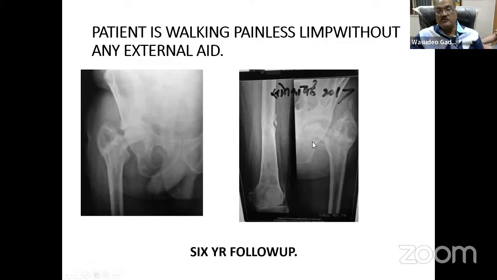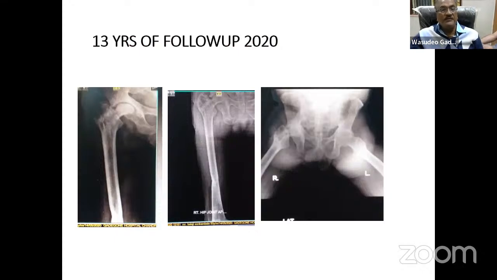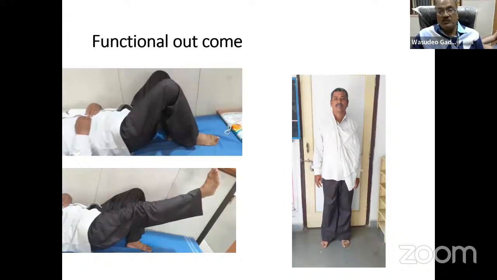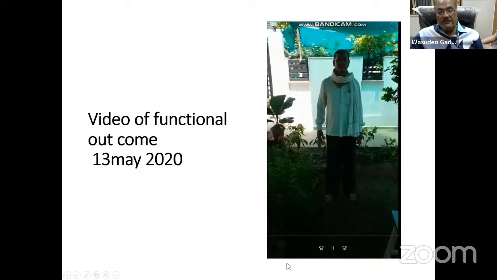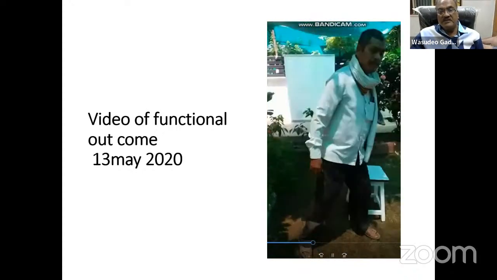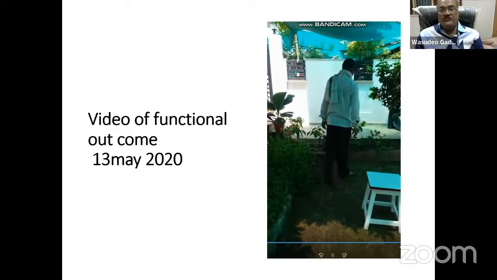And you can see at 6 years follow-up that the fibula reappeared, and there was some evidence of bone formation here, and it is taking the shape of the femoral head. Functional outcome after 6 years, and 13 years follow-up: you can see here that the fibula acted as a femoral head. There is remodeling, and then ultimately I took a CT scan, and you can see that it's well inside. There is hypertrophy of the graft. The patient is painless, with a good functional outcome. And then you can see a video of this patient, after 13 years of follow-up. This patient is walking 3 to 4 kilometers, and he is a farmer going daily to his field.